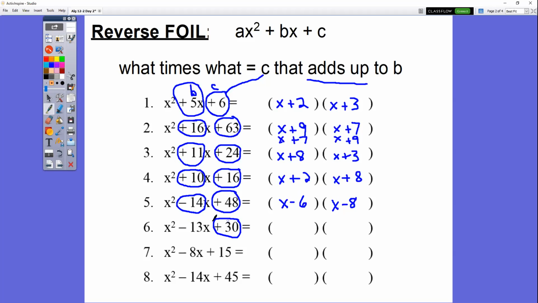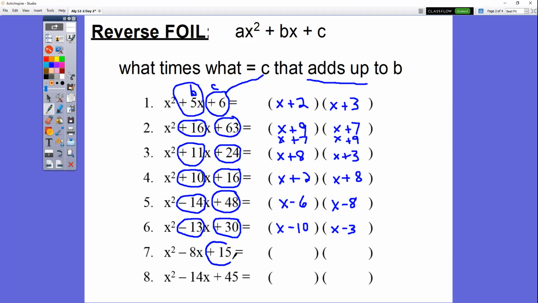What times what is 30 that adds up to -13? Go ahead and type your answer in the chat, please. I see a couple of correct answers. I see a couple of wrong answers. It is x minus 10 and x minus 3, because -10 times -3 is positive 30, but -10 plus -3 is -13. Be careful there.